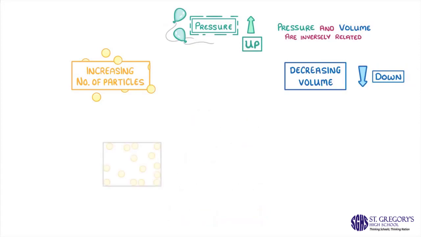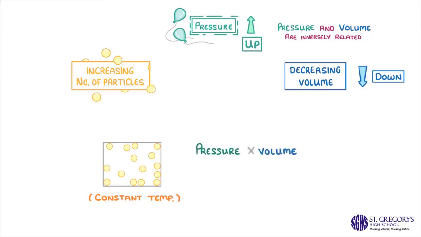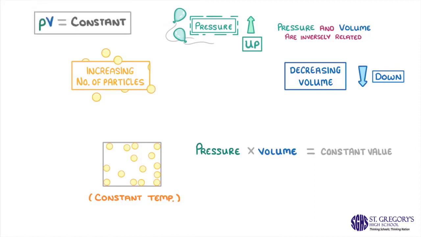This means that for a given amount of gas at a constant temperature, the pressure times the volume will always be a constant value, which is how we get our PV equals constant equation. For example, if we increase the volume, then the pressure would decrease. So when multiplied together, they'd still give the same value. Regardless of why this works though, all we need to be able to do is use it in calculations. So let's give it a go and try a couple of examples.